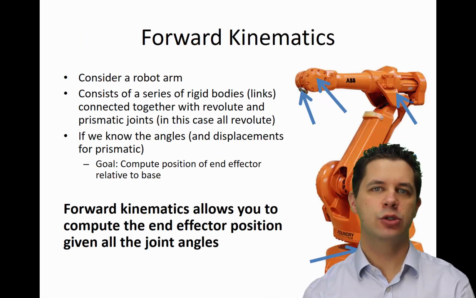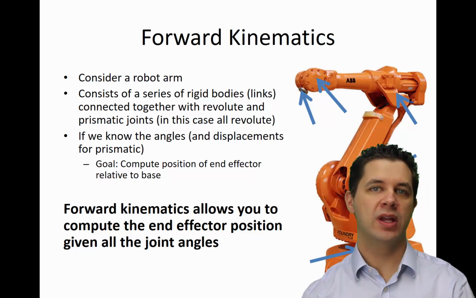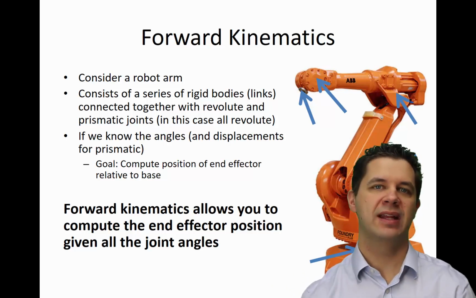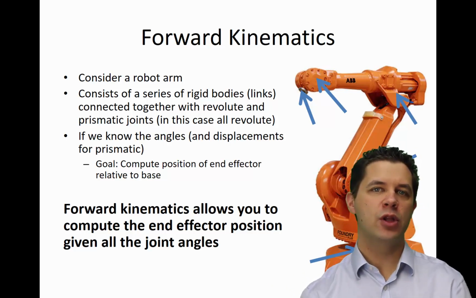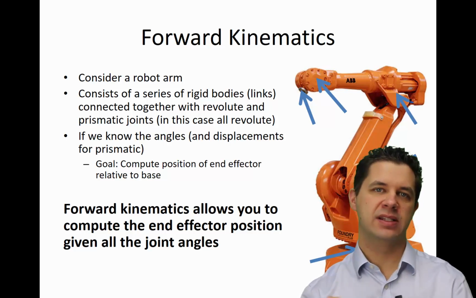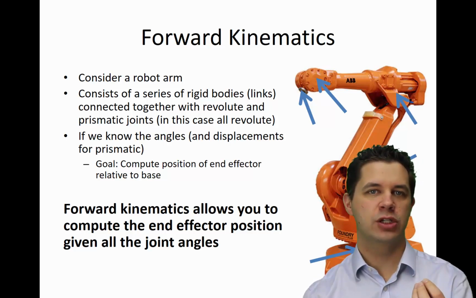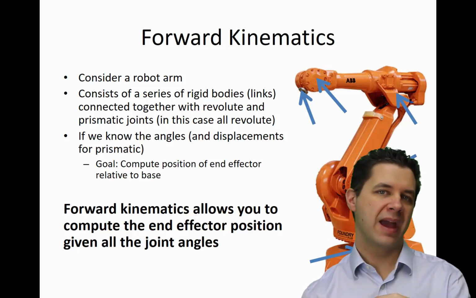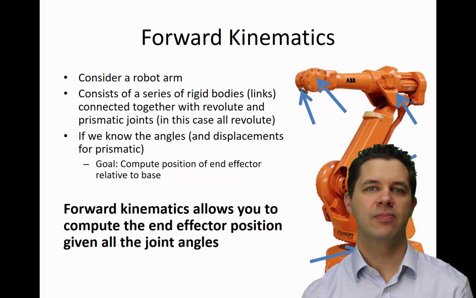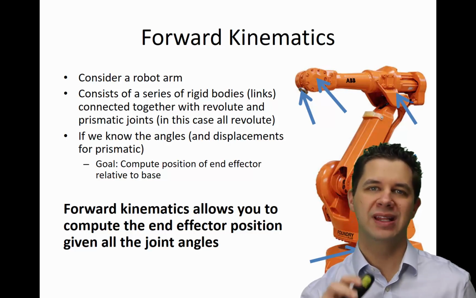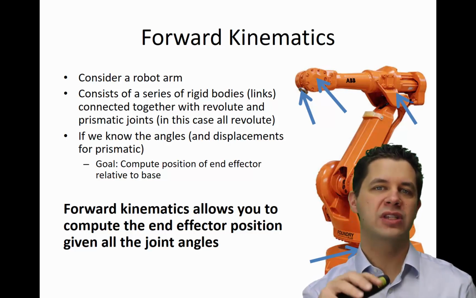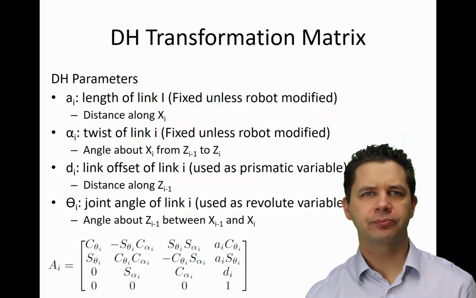which are links connected to each other by a series of joints, either revolute joints or prismatic joints. And if we know all the angles and displacements of those particular joints and our linkages, we can work out what the end effector position is with respect to the base, or relative to the base coordinates. And that's what we're doing in forward kinematics. We're computing the end effector position or pose given all the joint angles.